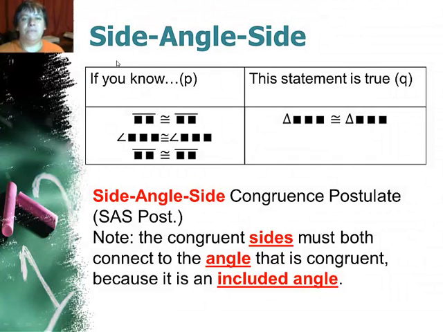Now you see that if we have a side, an angle, and a side congruent among two triangles, then we can also say the two triangles are congruent. This is called the side angle side congruence postulate. Note the congruent sides must both be connected to the angle. The angle has to be the included angle between the two sides.